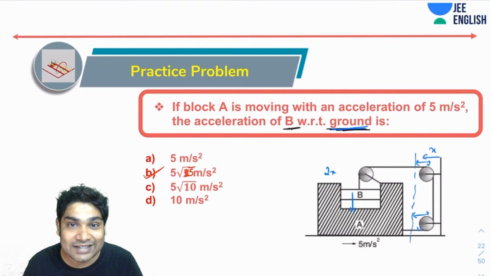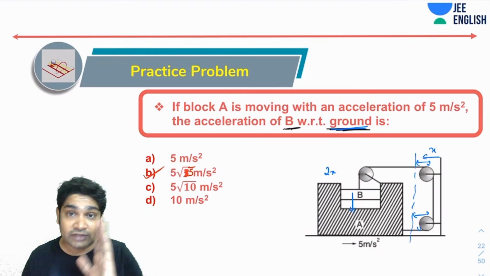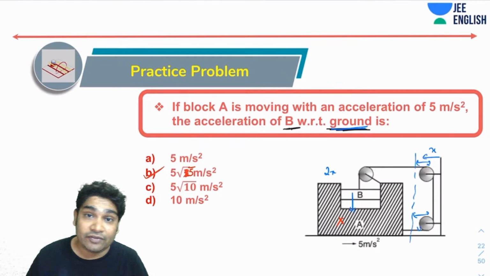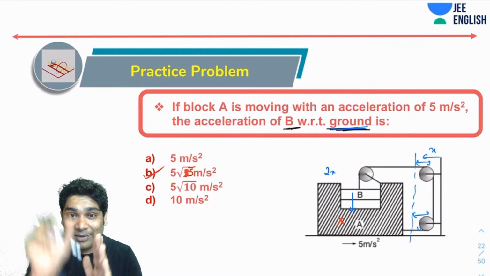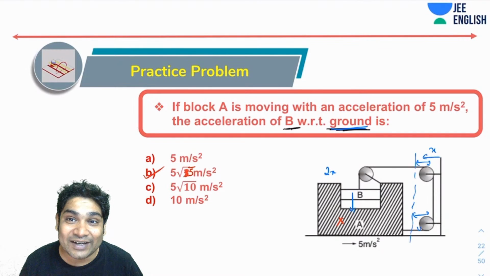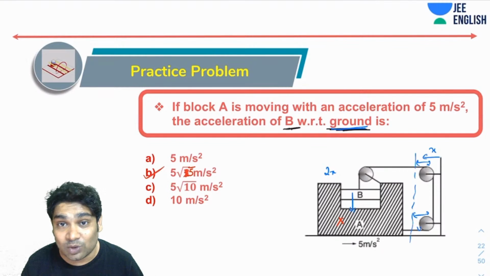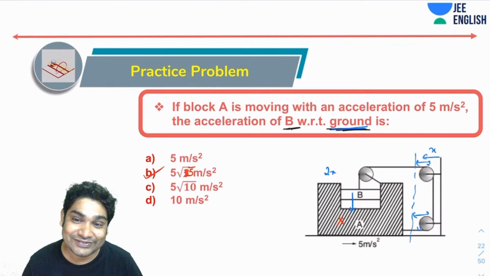I hope now you understand how to solve such a problem. This is a very tricky problem. Whenever you face such a problem, always go into the reference frame of this block. You will see the wall coming closer, and you can see what is happening to the lengths. All those lengths would go into pushing B down. So B in the reference frame of A is moving downwards with 10 meter per second square, and A itself is moving 5 ahead. So the ground frame acceleration of B would be 5 root 5.